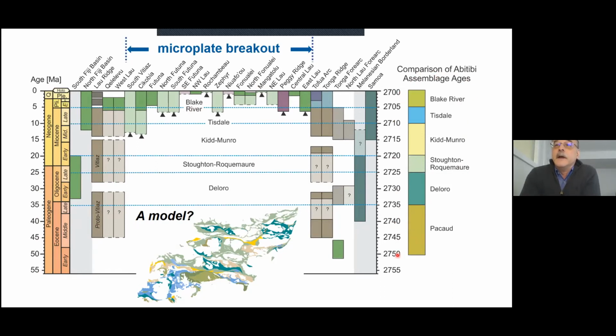This is something that Meg would never do, which is why I'm giving the talk, but I'm closer to retirement, so I can afford to take the risk. But essentially it shows that a number of the major key assemblages like Kidd-Monroe, Tisdale, Blake River, they would easily fit in the time span of the opening of the Northern Lau Basin, with crustal growth similarly distributed over a number of different locations at the same time.